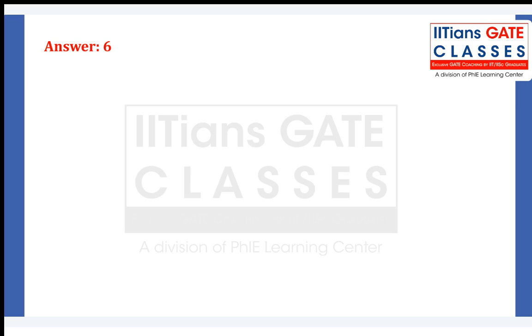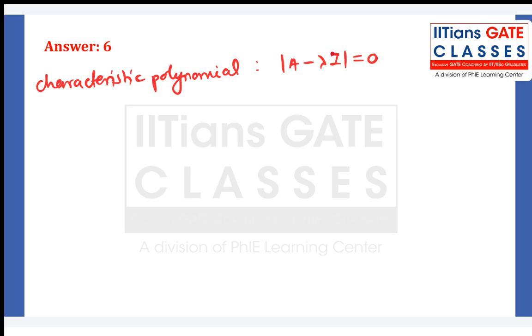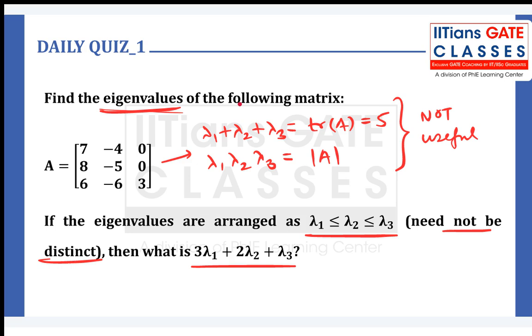The characteristic polynomial for a matrix is given by the standard formula, determinant of A minus lambda I equal to 0. Here A is the given 3 by 3 matrix, lambda represents eigenvalues, and I is the identity matrix of the same order as that of A. If you do that, what you'll get is a 3 by 3 matrix.